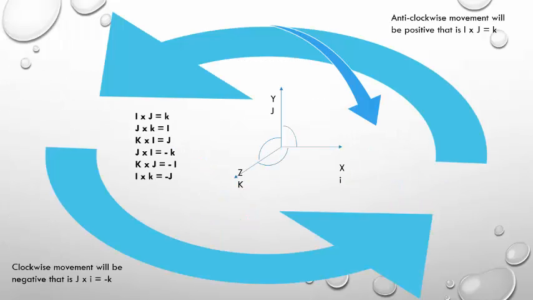And we can see it in this format as well. Anti-clockwise movement will be positive, that is i cross j is equal to k. Then clockwise movement will be negative, that is j cross i is equal to minus k, which we can look at in this place and we can see the movement as well. If you move clockwise in this way, it will be that, and if you move in the other direction, then it will give us that.